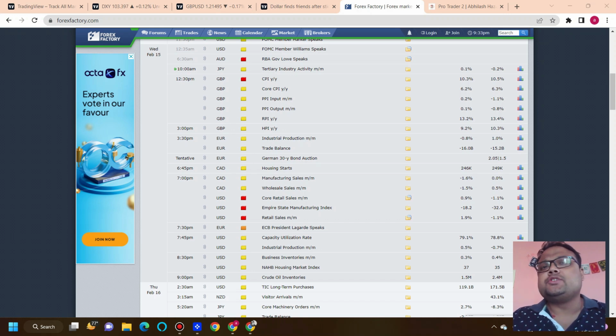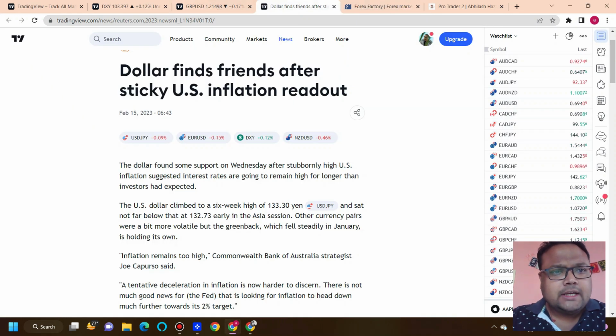Beginners, new traders and traders with low capital, try to avoid any US dollar position during the news. Observe DXY and trade accordingly after a couple of hours, not at the time of news. You can see the dollar finds friends after the sticky US inflation readout. Dollar found some support on Wednesday after stubbornly high US inflation suggests that interest rates are going to remain high for longer than investors had expected.